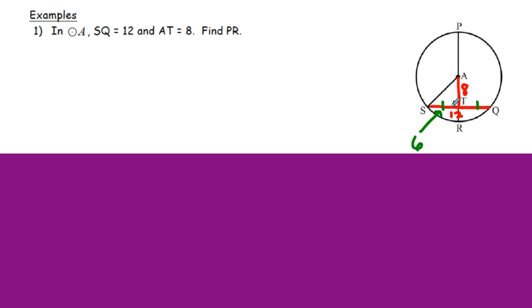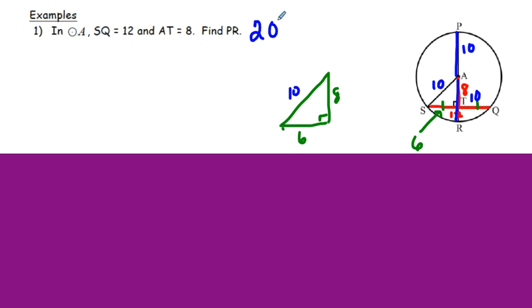I can see then that I have a right triangle, and it is a Pythagorean triple. So it would be 6, 8, hopefully you're seeing it, 10. Okay, so now the radius is 10. So that means that AP is 10 because it is a radius. So then AR has to be 10, so then PR would be 20. See, got to look for it. Got to look all over for those different things.